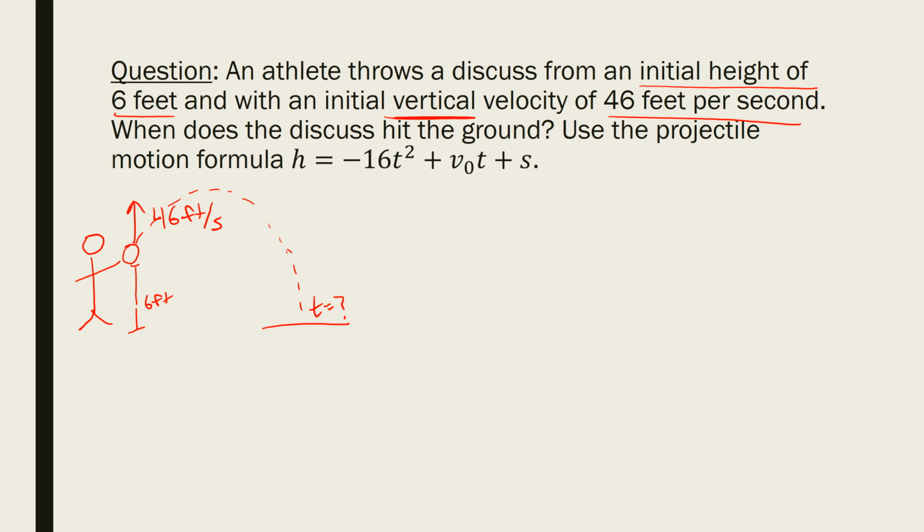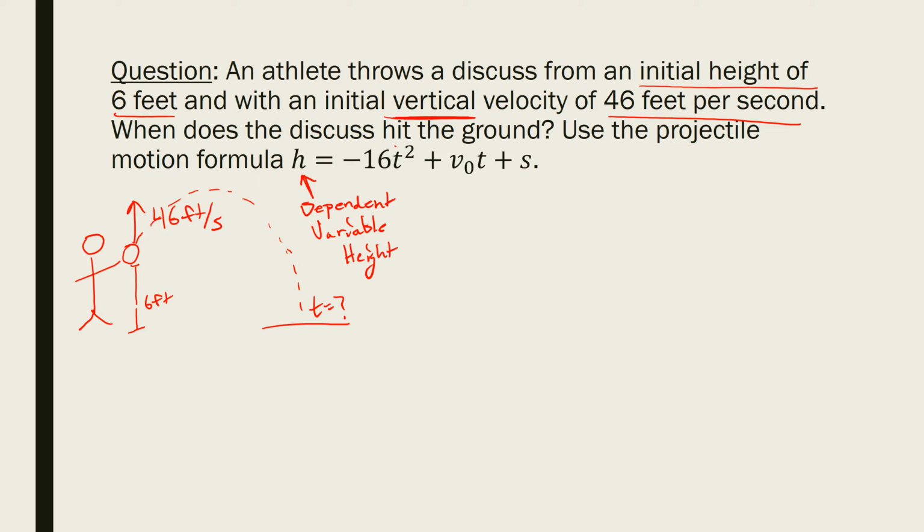Now, we have this projectile motion formula. Physicists have done a lot of work with mathematicians, and they've figured out that this is always the formula to use when dealing with vertical motion, and it has to do with gravity and things like that. This is a formula that if you need to use on the test, I will give it to you. I don't need you to memorize it, but I do need you to know what the different variables mean. So this height, this is our dependent variable, meaning it's going to change depending on what time we're at. So this is our dependent variable, and it is the height, of course. So the height of the discus.